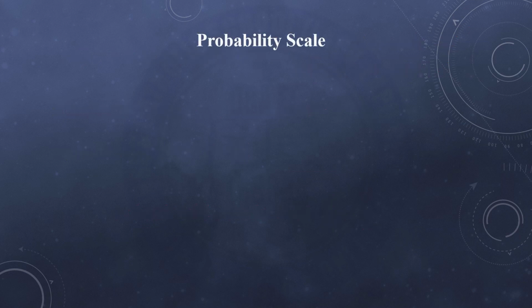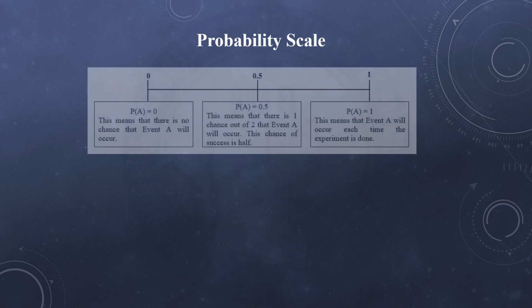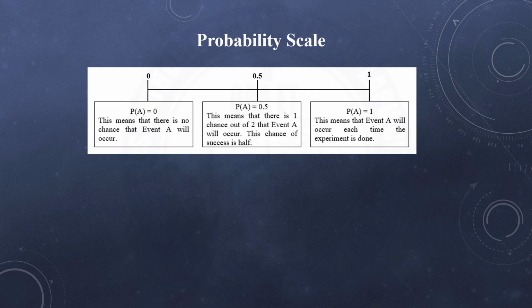So let's talk about the probability scale. We have these 3 values as our basis for the interpretation of the concept of probability: 0, 0.5, and 1. If the probability of an event A is equal to 0, this means that there is no chance that event A will occur. If the probability of an event A is equal to 0.5, this means that there is 1 chance out of 2 that event A will occur. This chance of success is half.